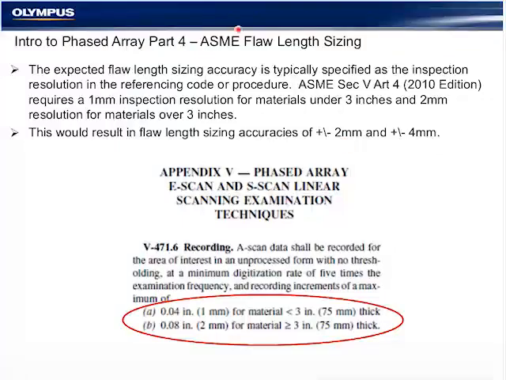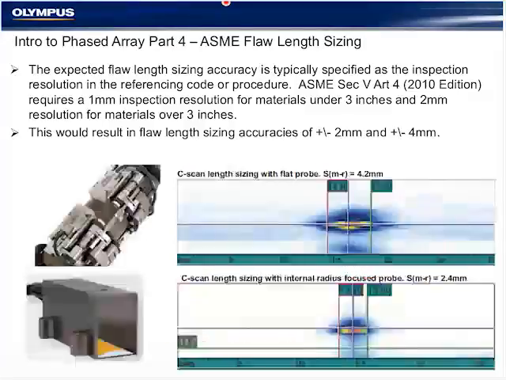The smaller the diameter of the pipe, the greater the distortion, and more likely, as a percentage of the total length, the length sizing will be incorrect.